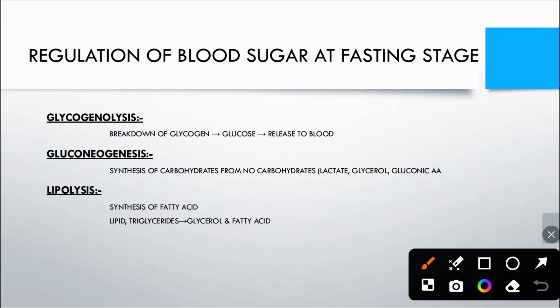Three types of regulation in the fasting stage. First is glycogenolysis, meaning breakdown of glycogen, converting it to glucose and releasing it to the blood. Then gluconeogenesis, meaning synthesis of carbohydrate from non-carbohydrate sources: lactate, glycerol, and glucogenic amino acids. Then lipolysis, meaning lipid and triglyceride breakdown, converting to glycerol and fatty acids.